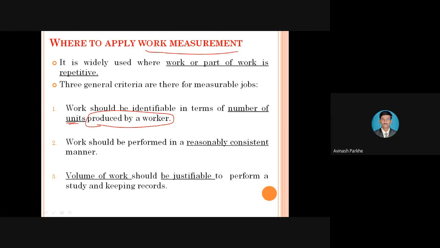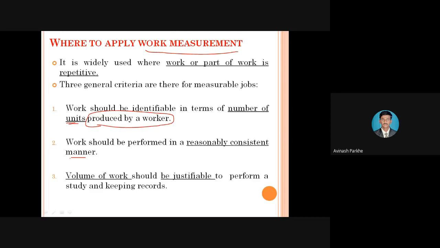Then second, work should be performed in a reasonable, consistent manner. Reasonable, consistent manner means that whatever job we are performing should give some amount of output. It is not only required that the worker completes his job, but the work he is performing should have value. Sometimes workers perform a number of jobs in the given time, but those jobs have defects. They do not have proper surface finish, or they have sharp edges. So whatever output comes from that machine or that worker should be produced in a reasonable, consistent manner.